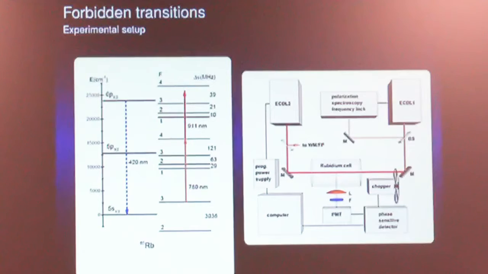The second laser produces the 911 nanometer transition, and then we cross them in a counter-propagating configuration in a rubidium cell, and we detect the blue light at 90 degrees. We use phase-sensitive detection, and then we record all the data in a computer.